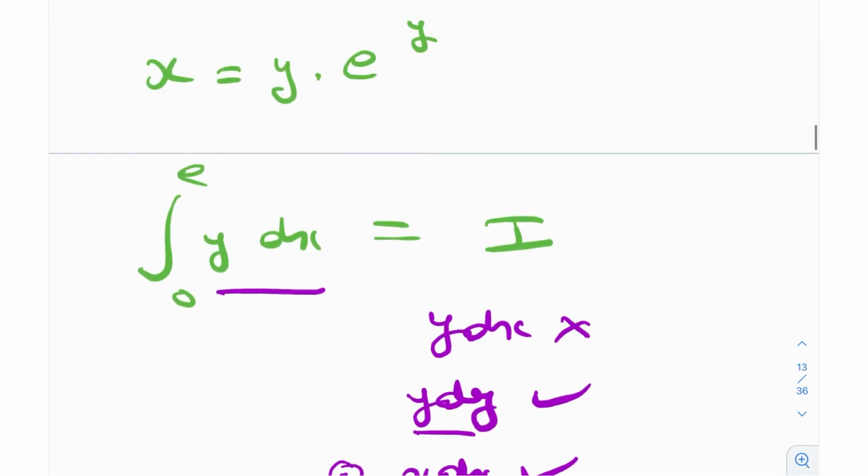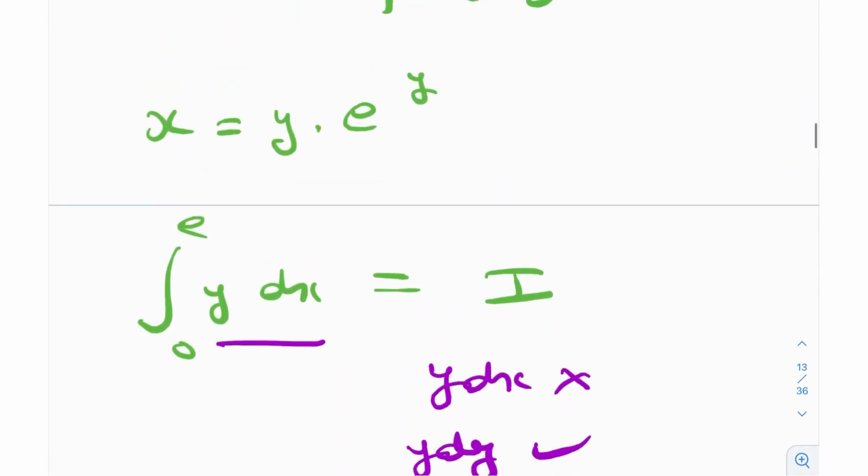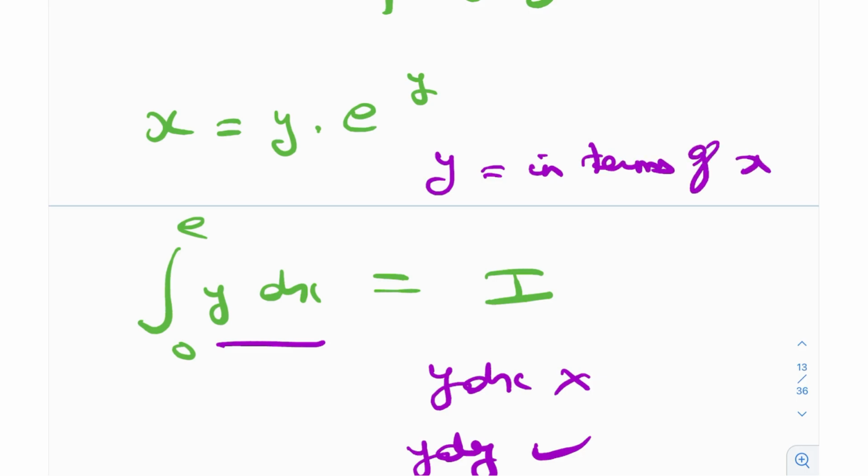How do I form x dx? I could form x dx if I could write y in terms of x, to isolate y and write it in terms of certain x quantities. So here we have x in terms of y. X is the subject. Is it possible to write y in terms of x?